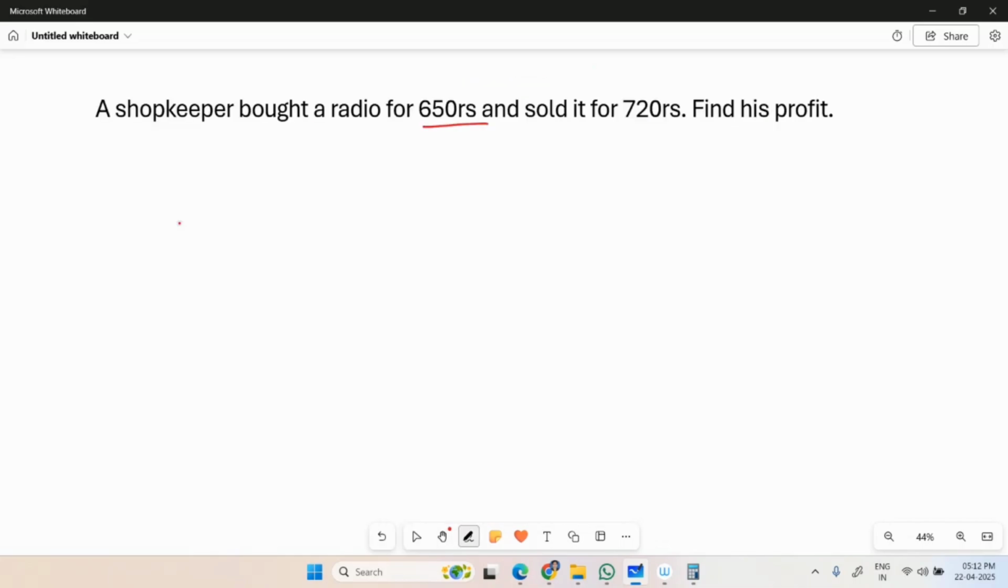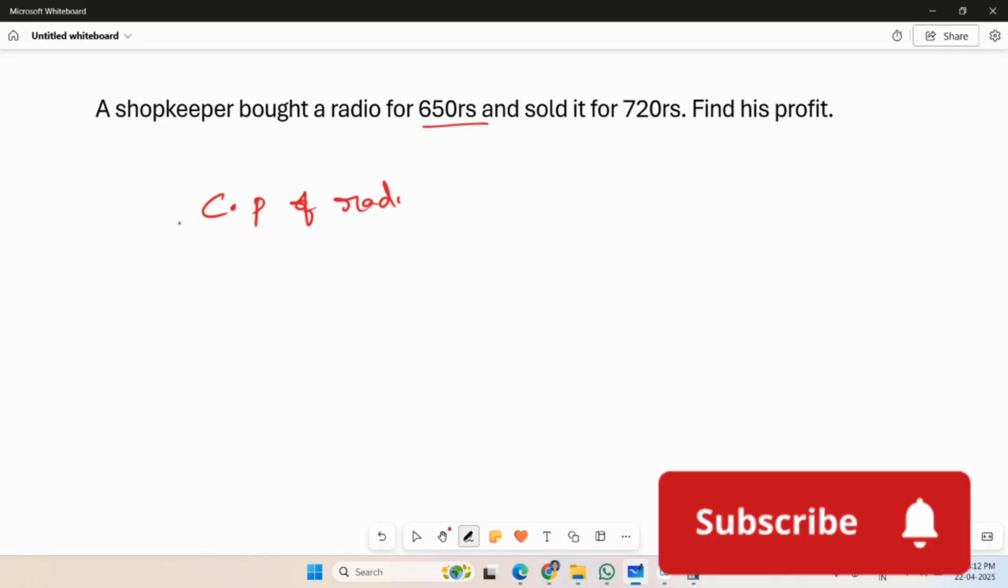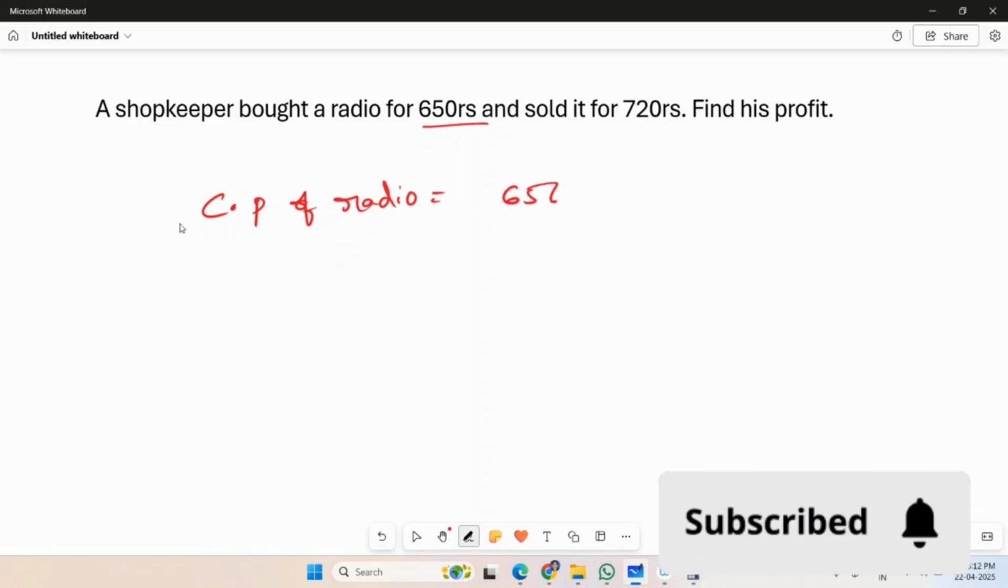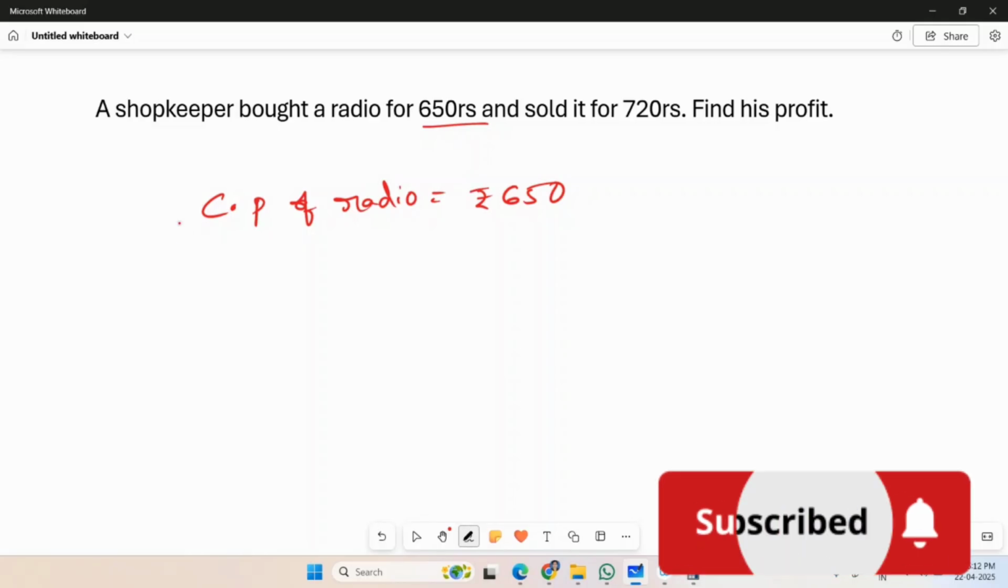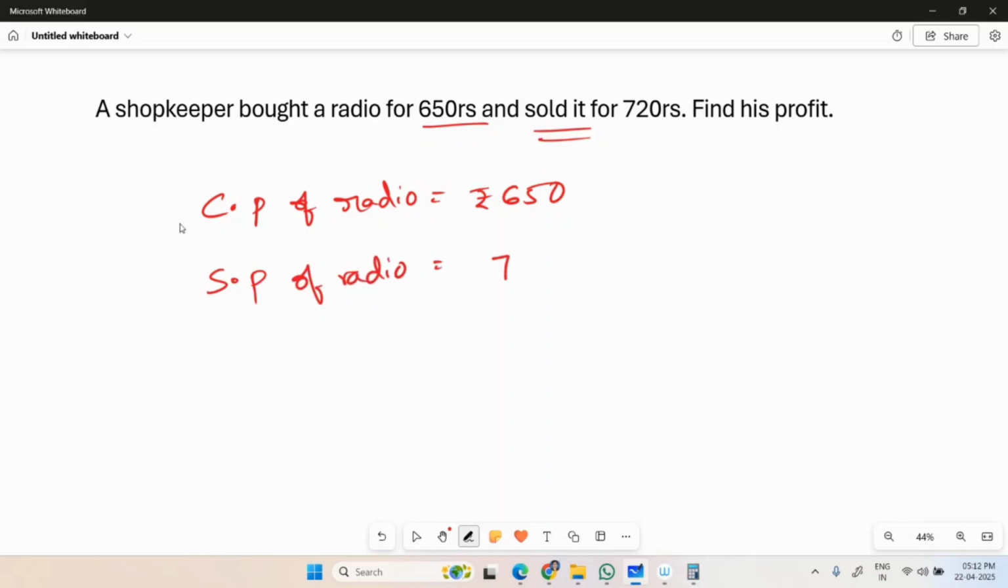Okay, so let's see some examples where in our real life we use this profit and loss. A shopkeeper bought a radio for 650 rupees and sold it for 720 rupees. Find his profit. First of all, from the given information, let's write down the cost price of radio, which is 650 rupees. Selling price of radio equals 720 rupees. Now what do we need? We have to find out profit.